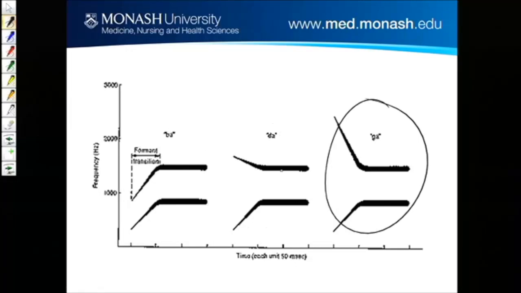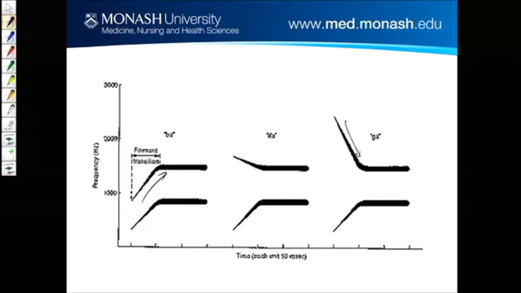So the transition for ba is upwards and quite large. The transition for ga is downwards and even larger. The sum of those two things is a slightly downward transition towards the vowel, which you perceive to be da. So if you add ba and ga, you end up with da. And that is why the McGurk effect ends up with that strange middle ground between the two possible sounds.